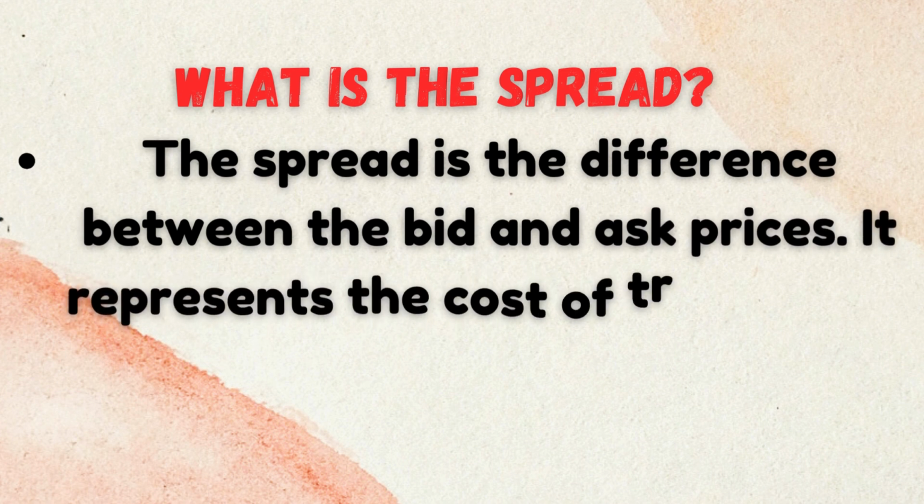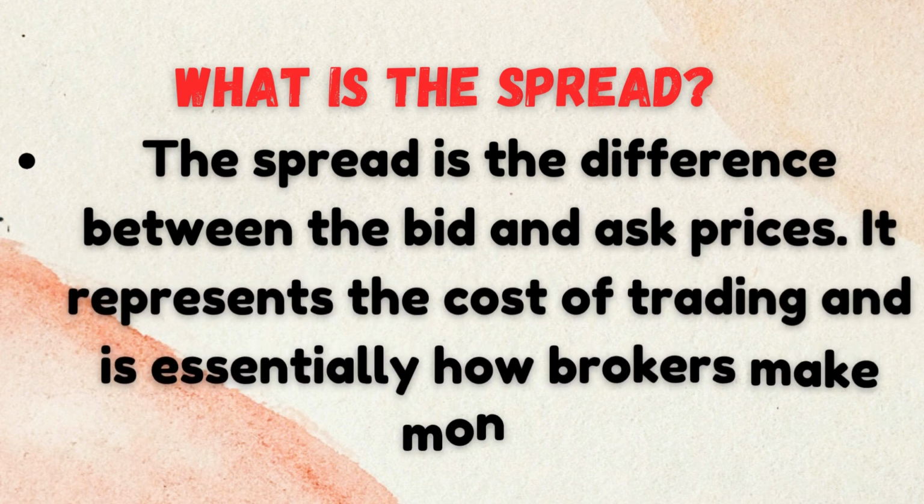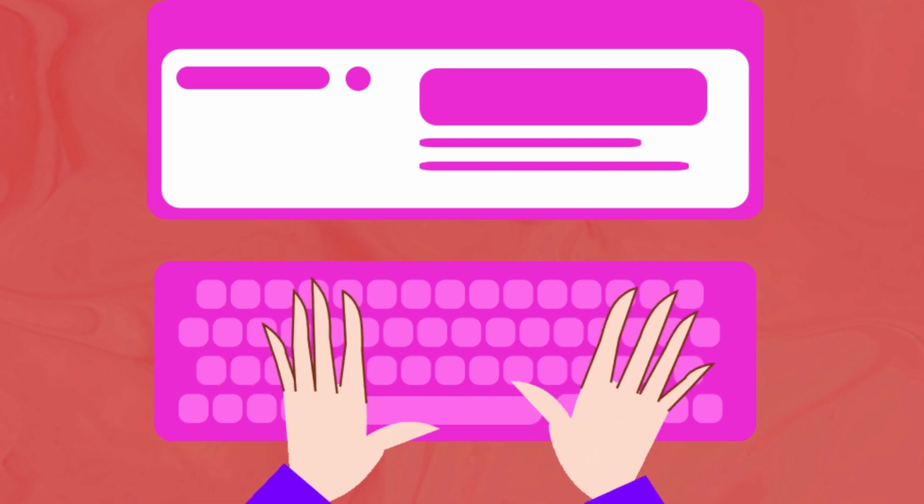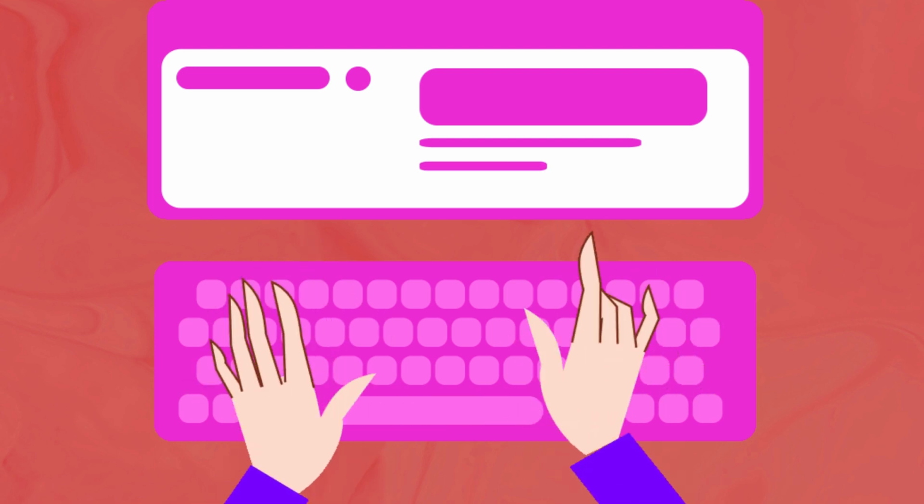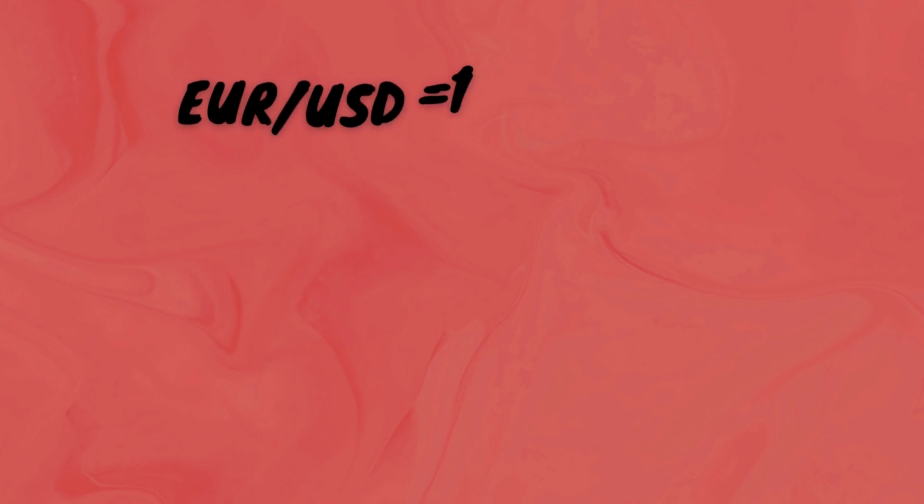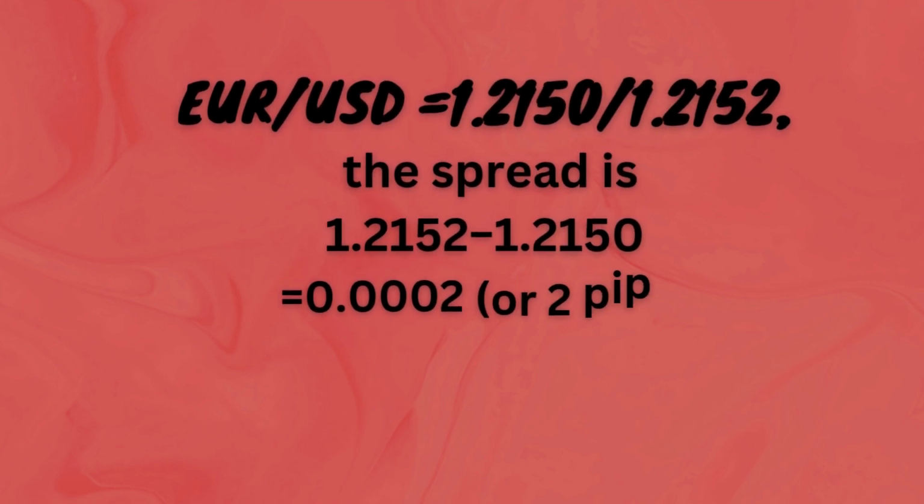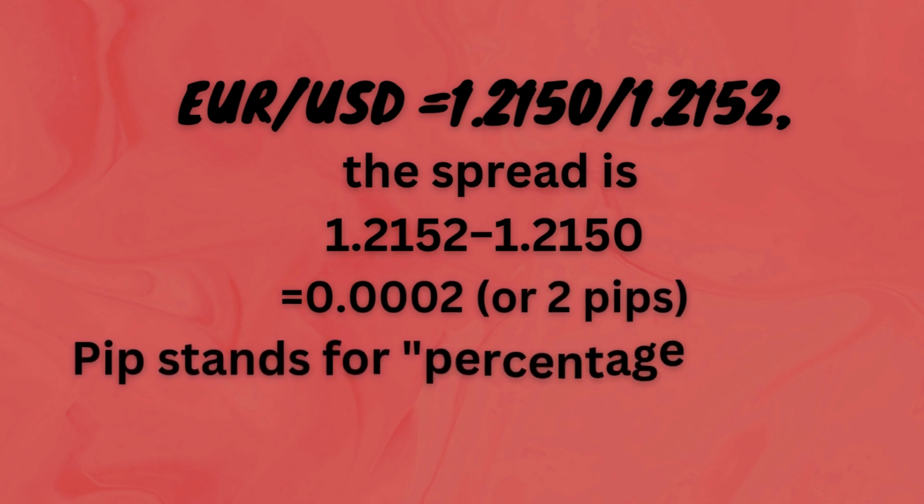The spread is the difference between the bid and ask price. It represents the cost of trading and is essentially how brokers make money. We are going to use our previous example, 1.2150 and 1.2152. We take 1.2152 minus 1.2150, and it's going to be 0.0002, which equals 2 pips. So in this case, the spread is 2 pips.